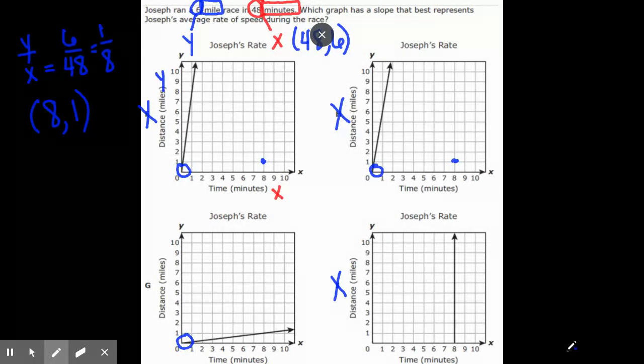Coming down to G, we go over when x is 8, y is 1. All right, so we can see that these do represent the same relationship. That point is right on the line of our graph. So what this means is that when Joseph runs 8 minutes, he can go 1 mile.